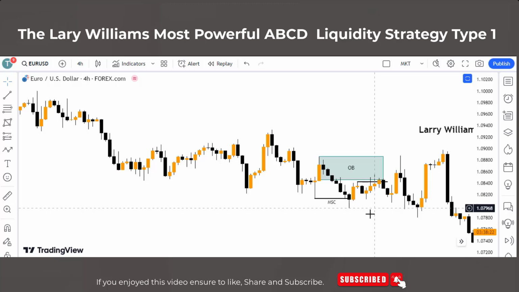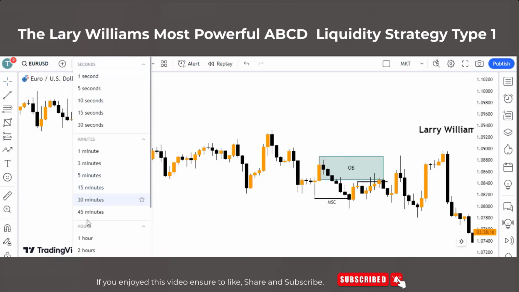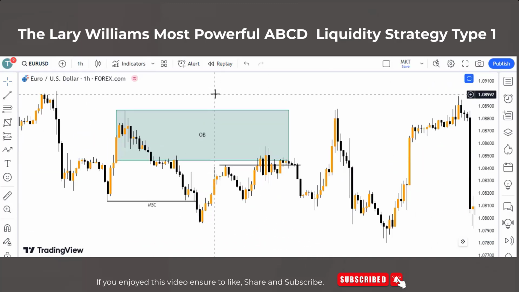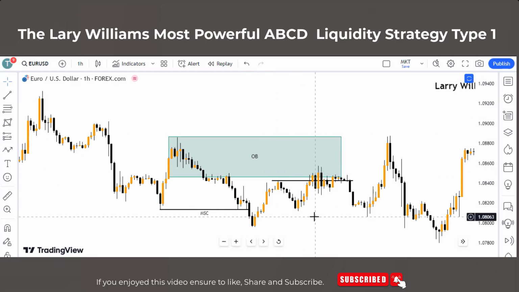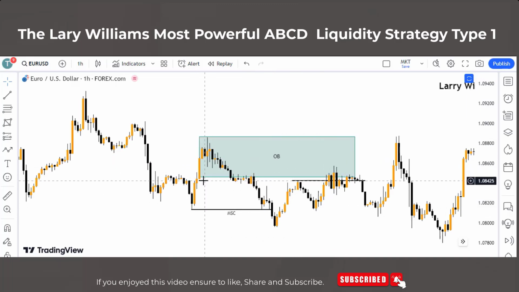So let's go to our 1 hour chart and see what happened in the price action. Now if you notice, I was telling you about when price is creating a short-term high and a short-term low.